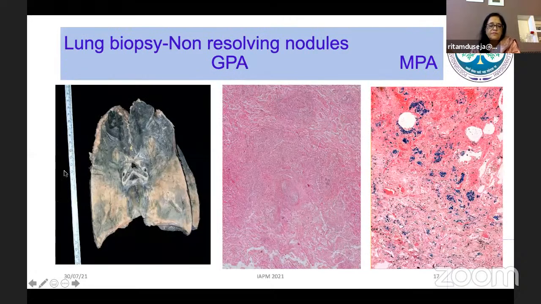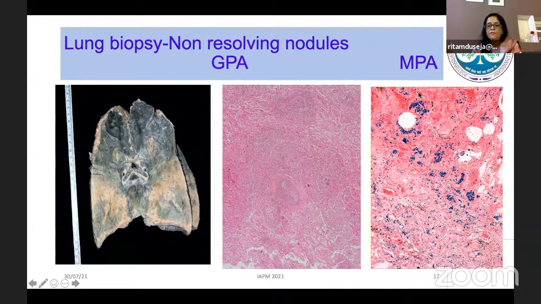So this is a section from one of the autopsy cases where we see this kind of sclerosing lesion along with these hemorrhages, which on microscopy did show vasculitis, these randomly arranged giant cells and inflammation and fibrosis around. So this is what we see in cases of non-resolving nodules, which turn out to be granulomatous polyangiitis.